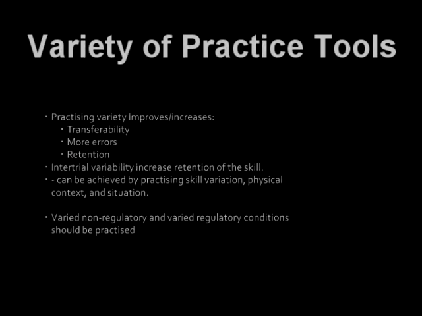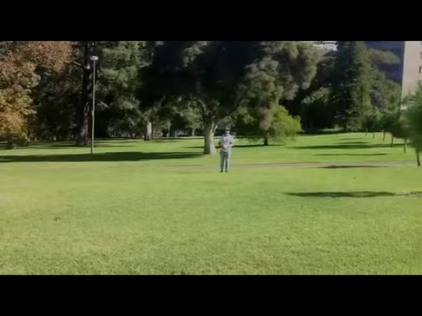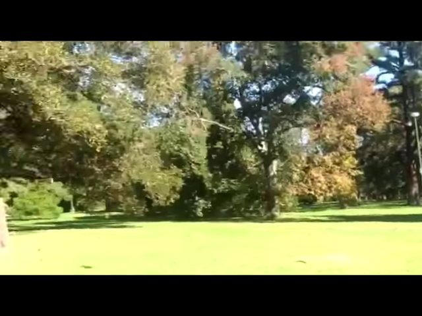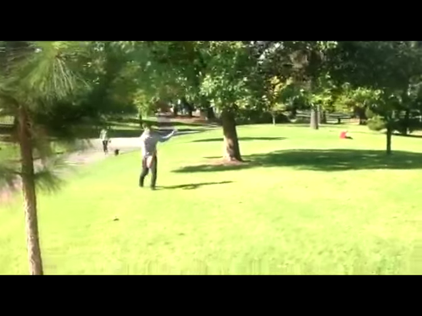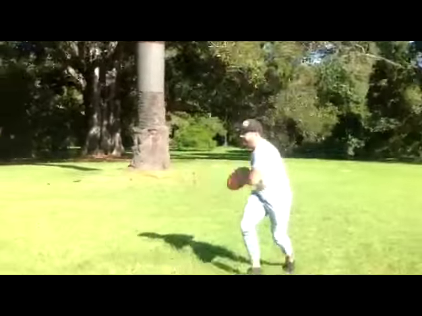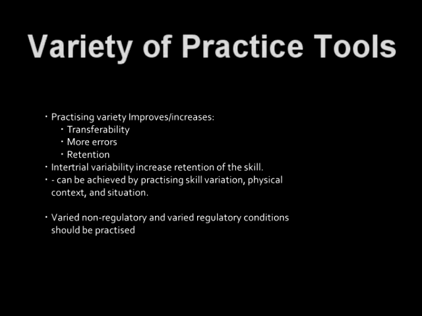By practicing variability, you're able to improve the capacity to execute the different skills in future situations, develop greater transferability, and have more initial error, therefore increasing retention. You can vary this by practicing different variations of the skill and changing the physical context the skill is performed in. Varied non-regulatory and varied regulatory conditions should be included for the learner to adapt to new situations, including defenders, various weather conditions, and various distances to perform the skills in order to affect the ability to perform the skills.